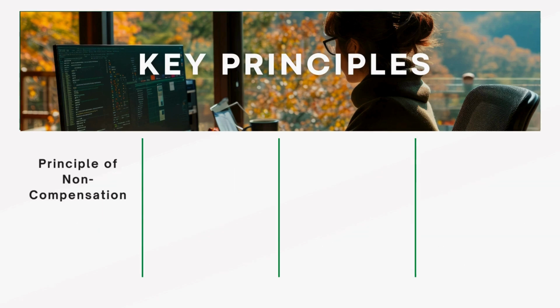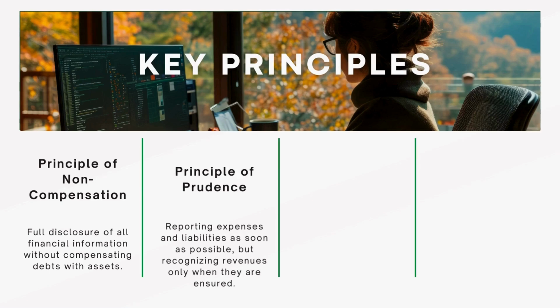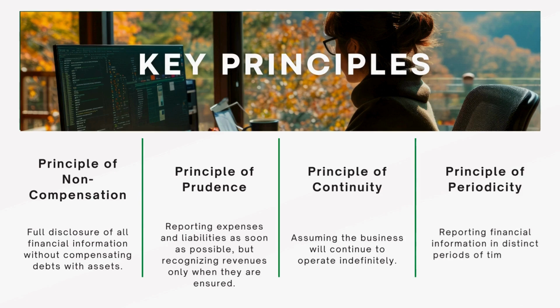Principle of non-compensation: full disclosure of all financial information without compensating debts with assets. Principle of prudence: reporting expenses and liabilities as soon as possible, but recognizing revenues only when they are assured. Principle of continuity: assuming the business will continue to operate indefinitely. Principle of periodicity: reporting financial information in distinct periods of time, such as quarterly or annually.